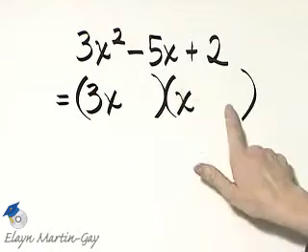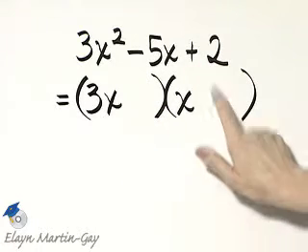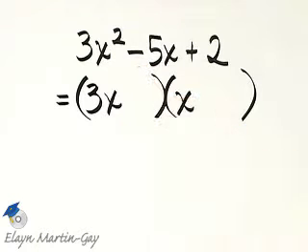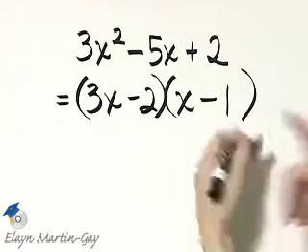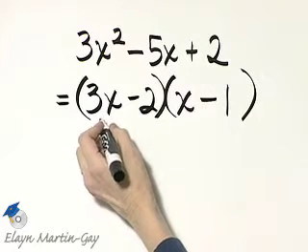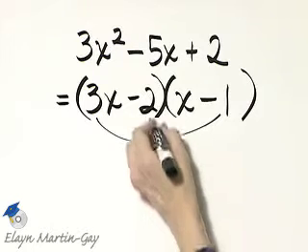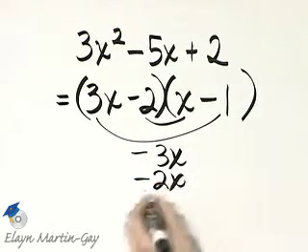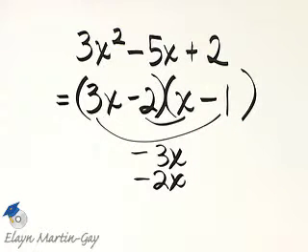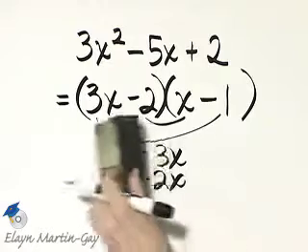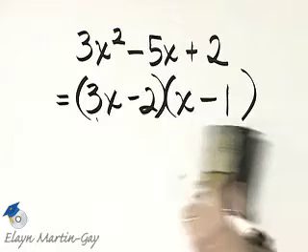And now let's write down factors of 2. We'll write down negative factors of 2 only because I have a middle term that's negative. So let's try -2 and -1. If that doesn't work, I'll switch them. And I'm looking for the correct middle term. That's -3x, and that's -2x. And if I find that sum, that is -5x. So I have factored correctly. And the factorization is 3x minus 2 times x minus 1.